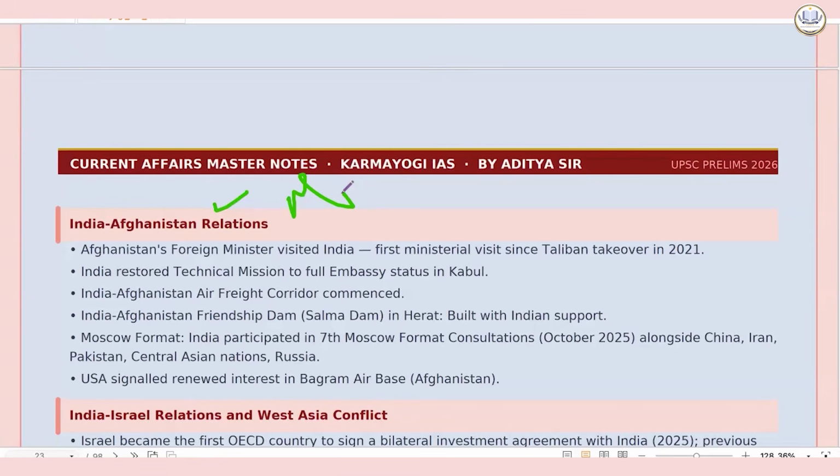Moscow format: India participated in the 7th Moscow format consultation in October 2025 alongside China, Iran, Pakistan, Central Asian nations and Russia. USA signaled renewed interest in Bagram Air Base, and we read it in geography lecture.